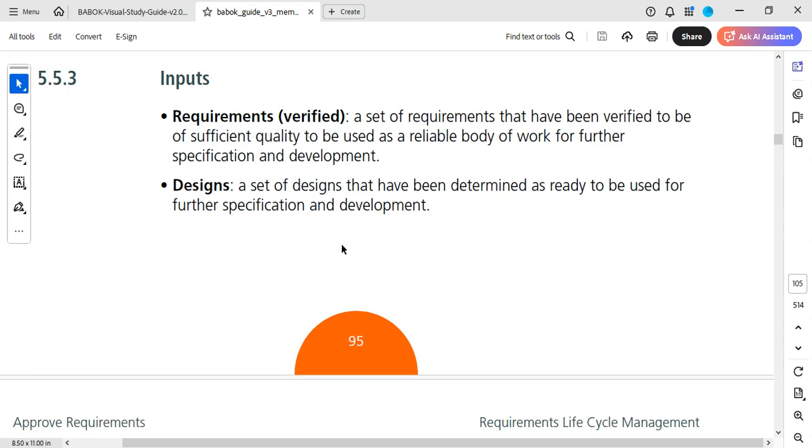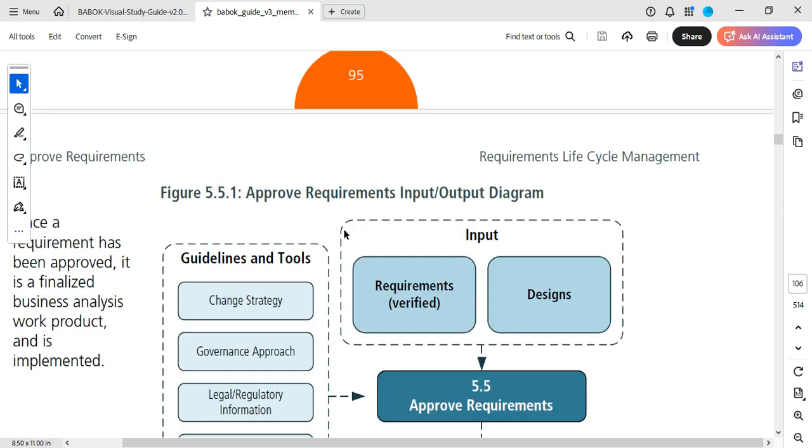Now, what are your inputs? First is your requirements that have been verified and then designed. So requirements verified, a set of requirements that have been verified to be of sufficient quality to be used as a reliable body of work for further specification and development. So you can go on to use this for your development. That is provided to your developers. Designs, a set of designs that have been determined as ready to be used for further specification and development.